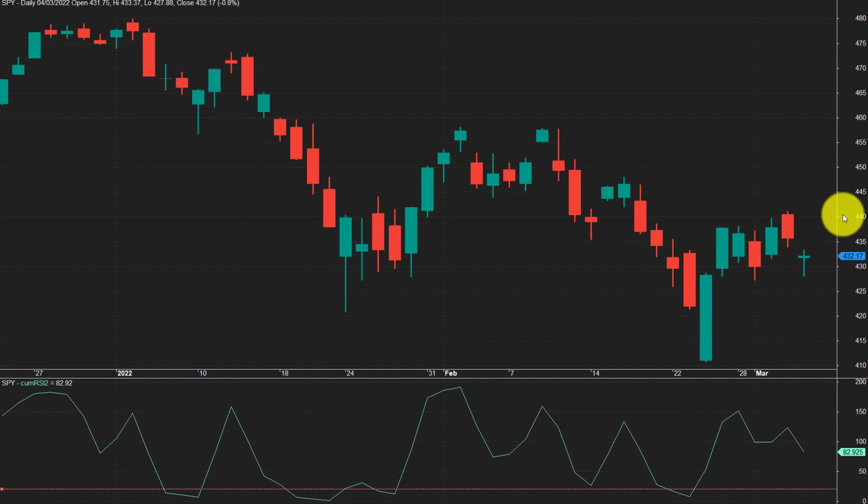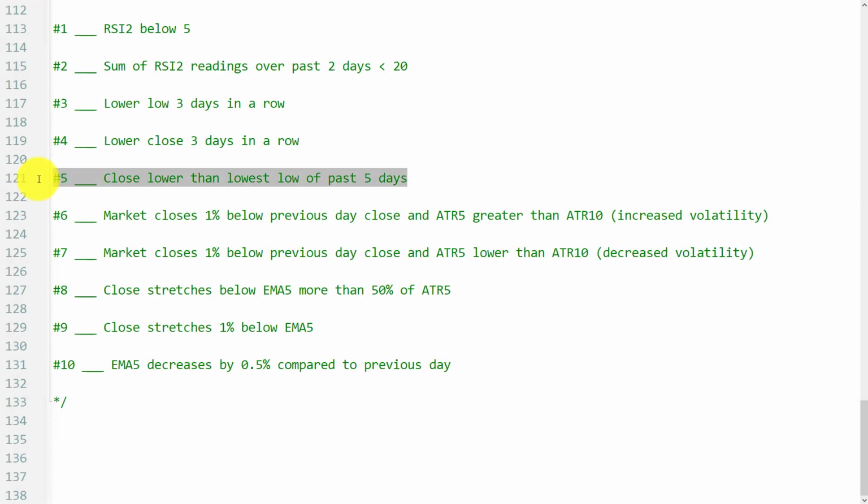A similar logic is number 5 on my list, which is that the current day's close is lower than the lowest low of the past 5 days. That's very similar to numbers 3 and 4. Again, we are looking to buy weakness in the market, and we speculate that the market will mean revert to the upside. Number 6 is that the market closes 1% below the previous day's close. So the rate of change of the closing price is minus 1%.